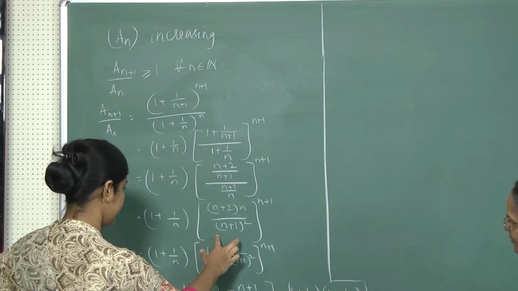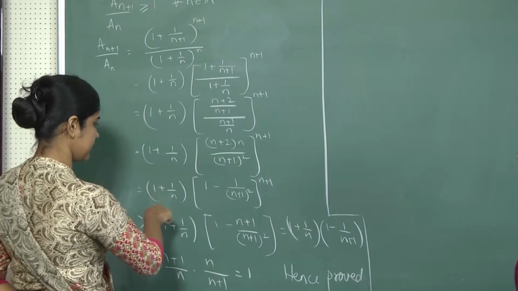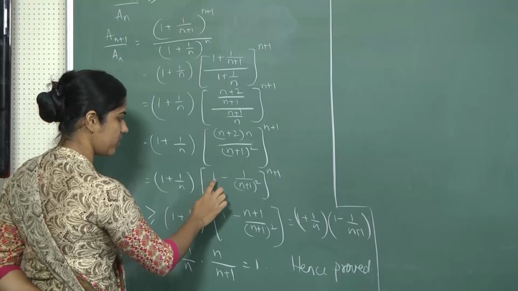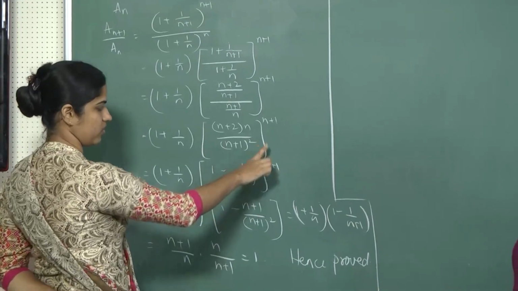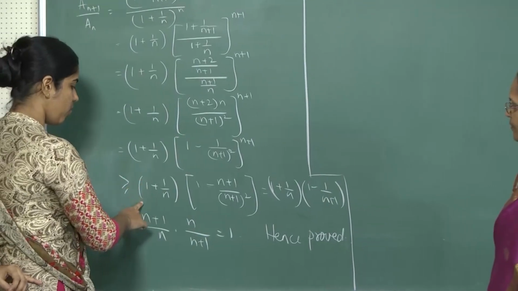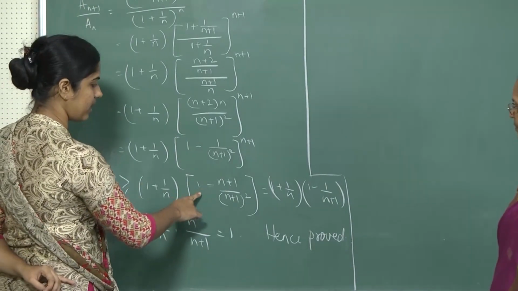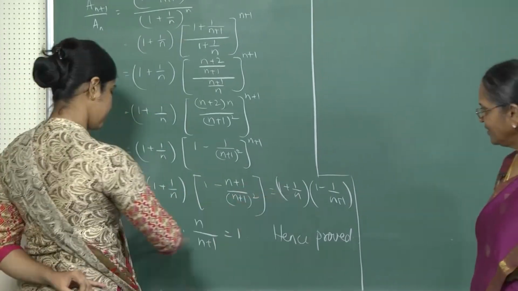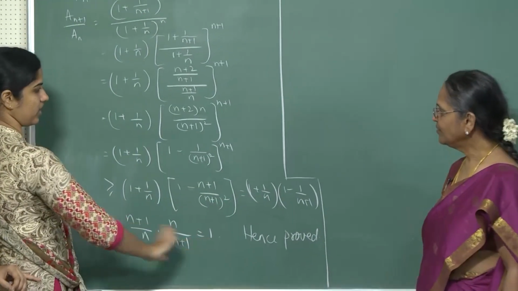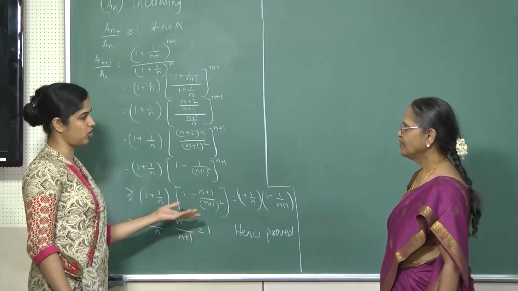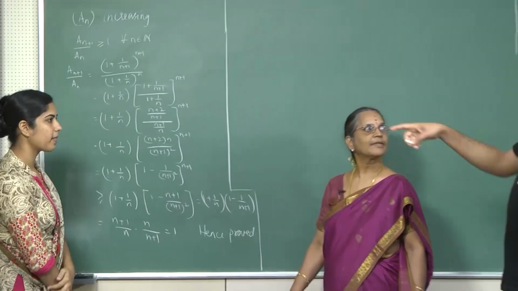Then from here I'm getting that this term inside the bracket is equal to 1 minus 1 by (n plus 1) the whole square, power n plus 1. So this is greater than or equal to 1 plus 1 by n into 1 minus (n plus 1) by (n plus 1) the whole square. And then I am simplifying and I am getting that this is equal to 1. So I have shown that an plus 1 by an is greater than or equal to 1 for all n.